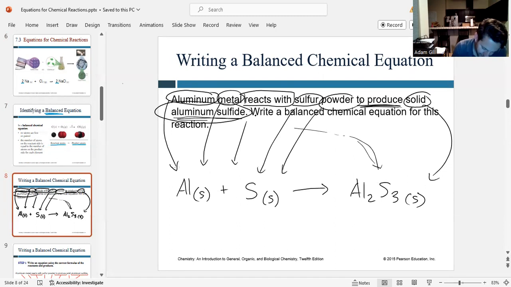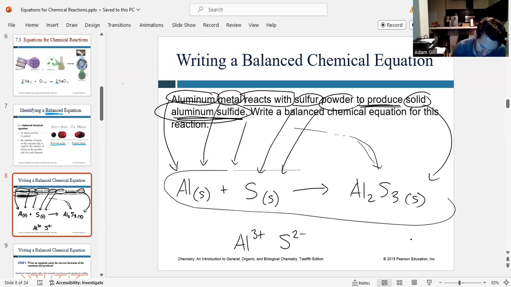Whenever you have an ionic compound made with a metal and a non-metal, they're going to be charged ions. And we know that aluminum always forms a 3+ charge. And we know that sulfur always forms a 2- charge. And so to balance those charges, you need 2 aluminums and 3 sulfurs. 2 times 3 is 6. 3 times 2 is 6. So that's our balanced ionic compound. And so there's our chemical equation from that sentence.